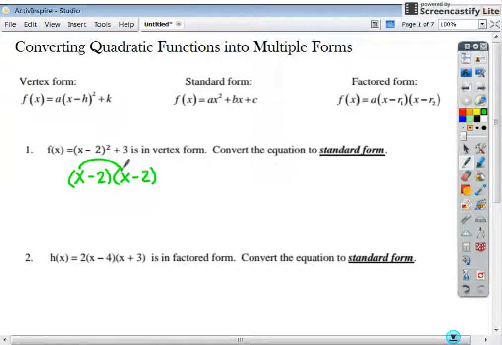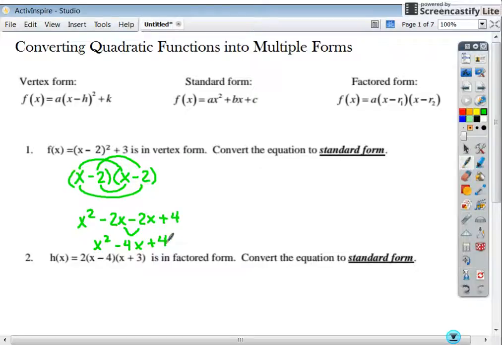So I'm going to multiply x and x, get x squared. X times negative 2 is negative 2x. Negative 2 times x is negative 2x. And then negative 2 times negative 2 is positive 4. Then I combine the like terms and get x squared minus 4x plus 4.